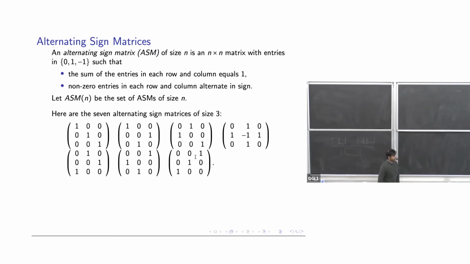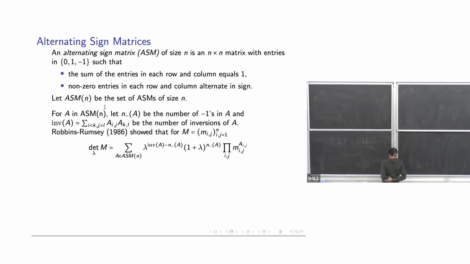So for example, there are 7 alternating sign matrices of size 3, and they're given by these 7 matrices here. Okay? So you can see that the first non-zero entry in each row and column, and also the last non-zero entry in each row and column, is a +1. Right, so what Robbins and Rumsey found was that this generalization of the determinant, this lambda determinant, has a nice formula. Okay, so in terms of these ASMs, n negative a is just the number of minus ones in an alternating sign matrix, and the inversion of a is just defined through this formula. Okay, so they found this nice formula where you're summing over the alternating sign matrices. So this led to the question, how many alternating sign matrices are there?